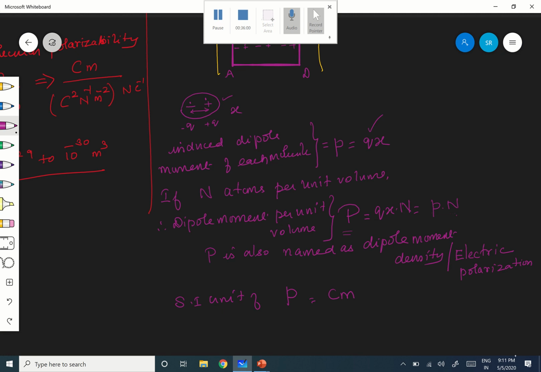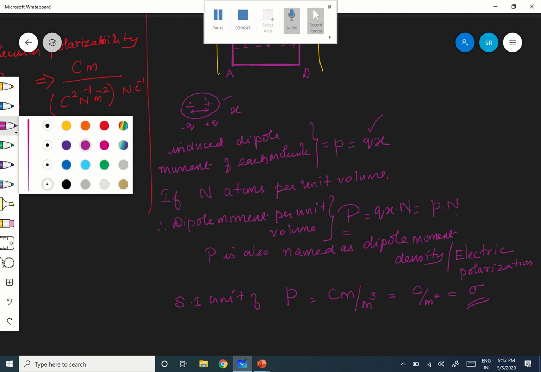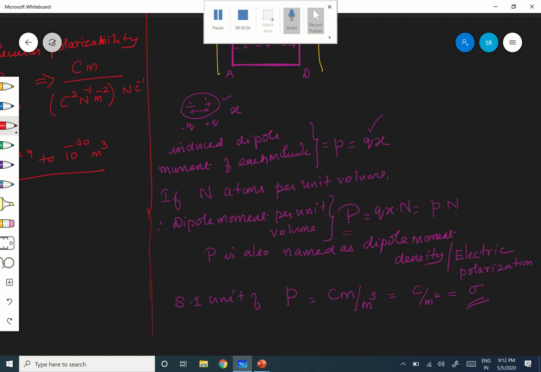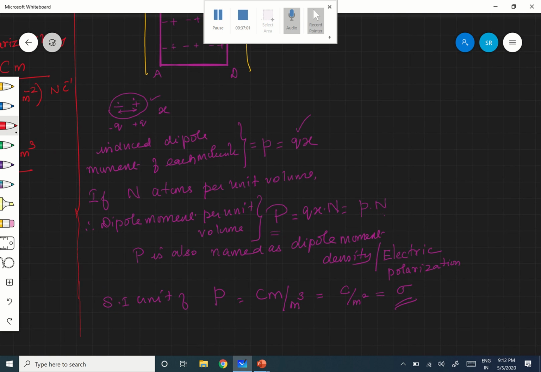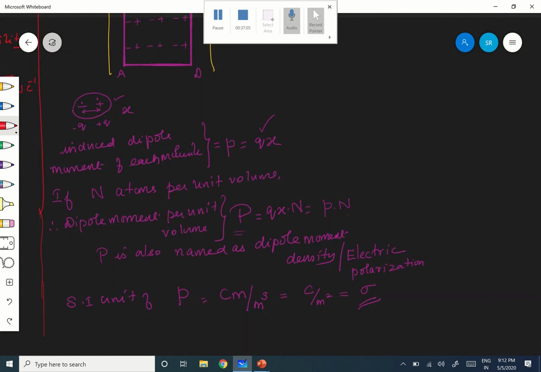What is the unit for N? The number of molecules per unit volume, so per meter cube. Therefore the unit of P is coulomb per meter squared, which is nothing but surface charge density, sigma. So P can also be described as surface charge density in this case. Are you following? This is about capital P. Small p means the dipole moment of an individual molecule, and capital P means dipole moment density.